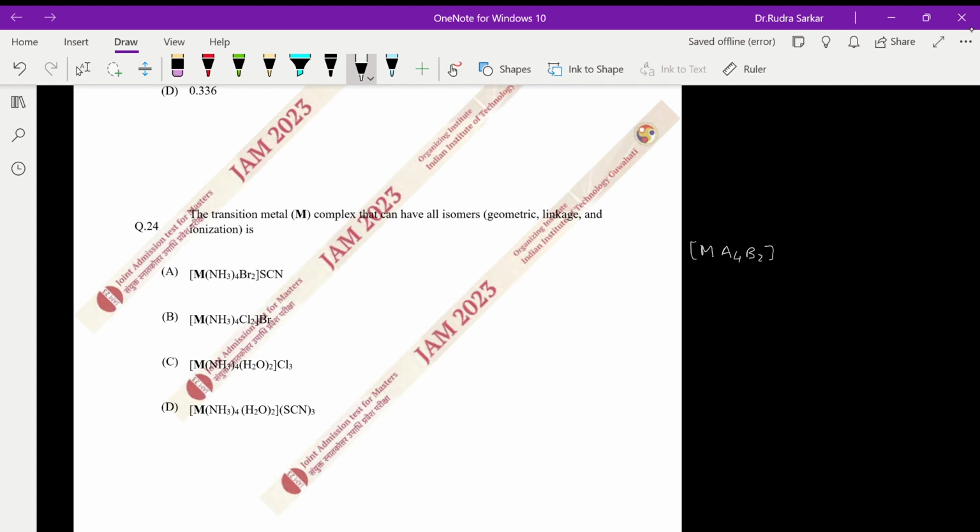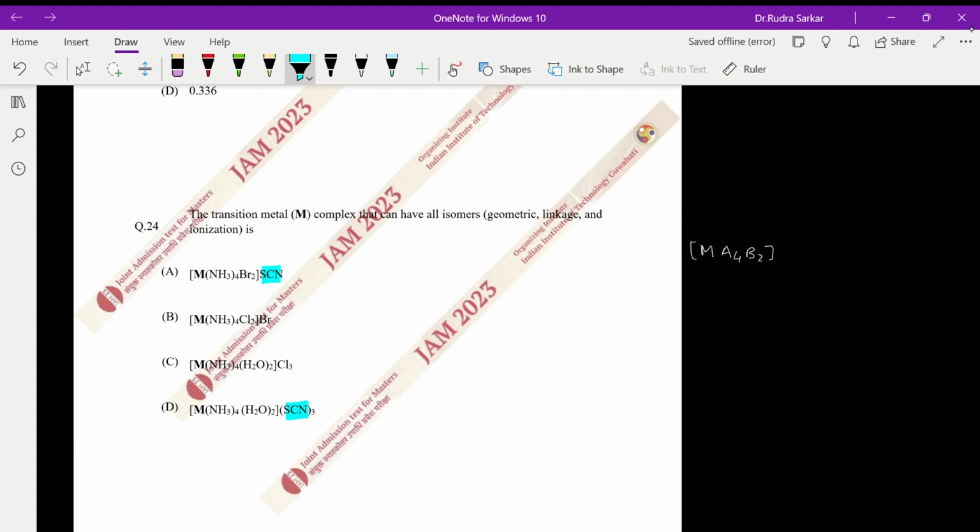Now, since they have said also linkage, we have to look for an ambident linker. That means we need something like a thiocyanate. So we can see over here that there are only two such options in which we have this thiocyanate. Now they have said also it should show ionization isomerism. That means we need two types of ions.